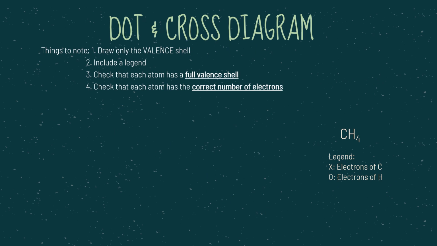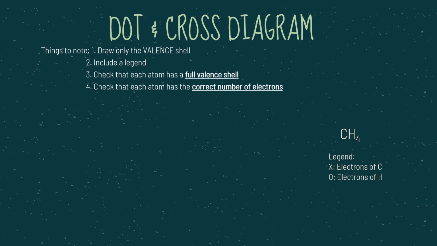So let's move on to the dot and cross diagram so that I can illustrate to you better. In a dot and cross diagram, there are a few things that we need to take note of. First, we need to draw only the valence shell unless the question says otherwise. Second, we need to include a legend. Third, we need to check that each atom has a full valence shell. And fourth, we need to check that each atom has the correct number of electrons. Points 3 and 4 will be shown again later when I finish drawing the dot and cross diagram.